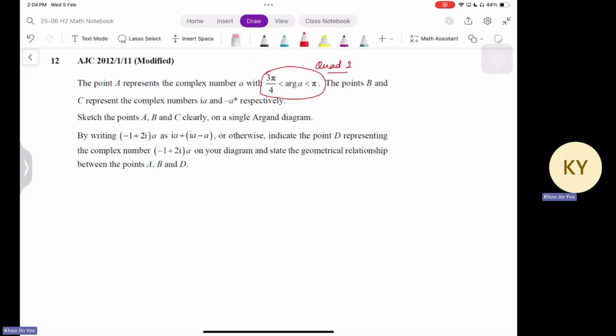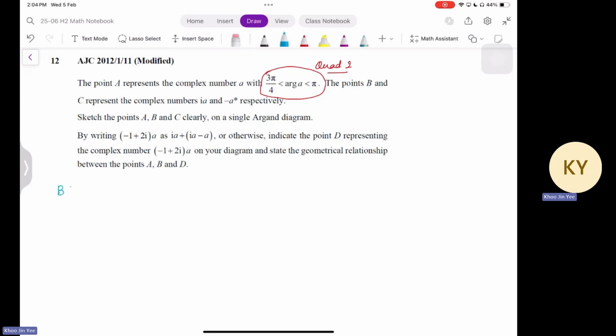Now points B and C represent the complex numbers iA and negative A conjugate respectively. So we sketch the points A, B, and C clearly on a single Argand diagram. So what is this? i times A and negative A conjugate. We are doing operations on A, and we want to see the effect of the transformations of multiplication, negation, and conjugate on the complex number. So it's the geometrical effect of the operation, which means we are going to look at a series of transformations. So how do I make sense of this?